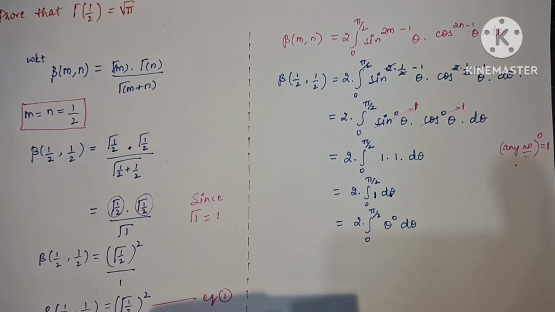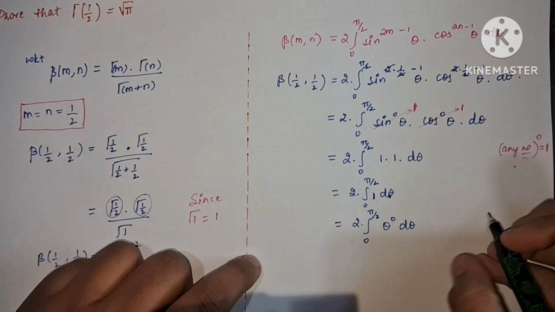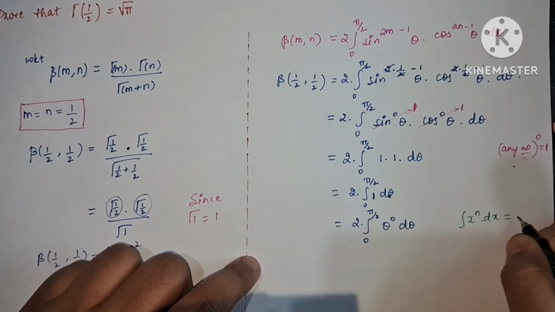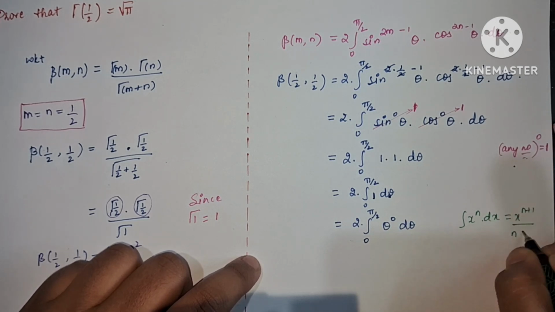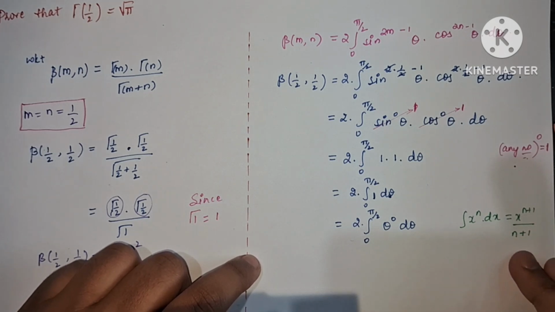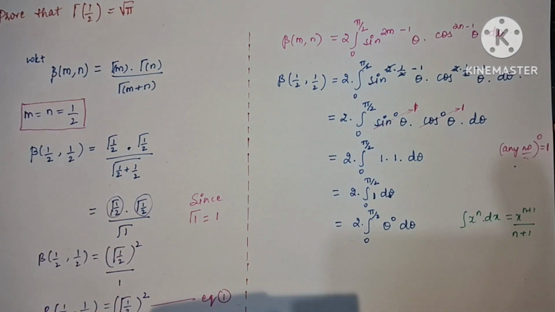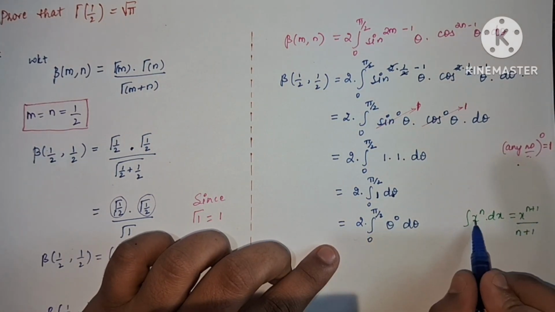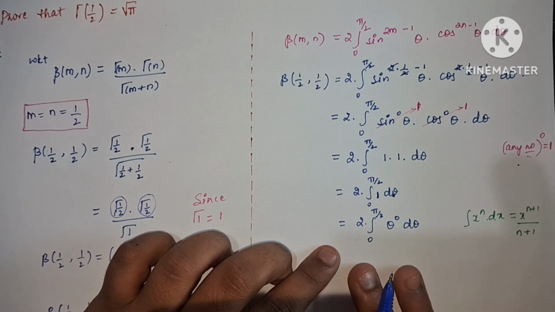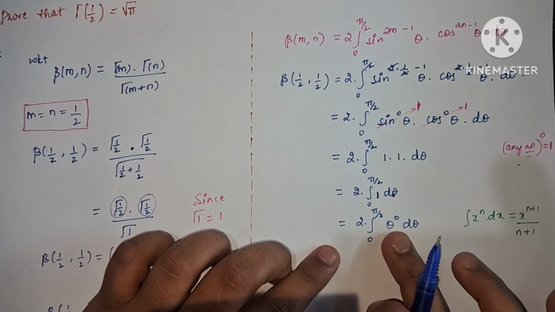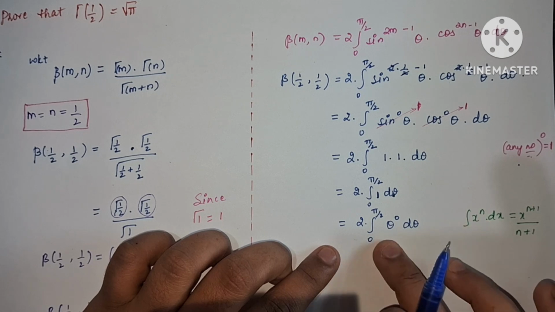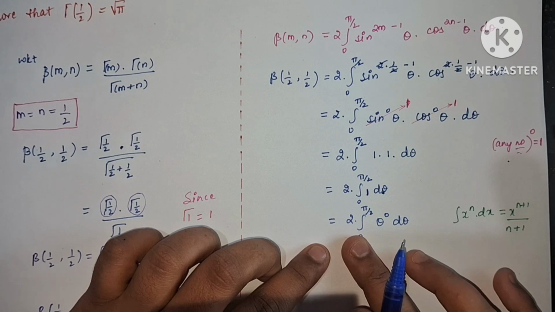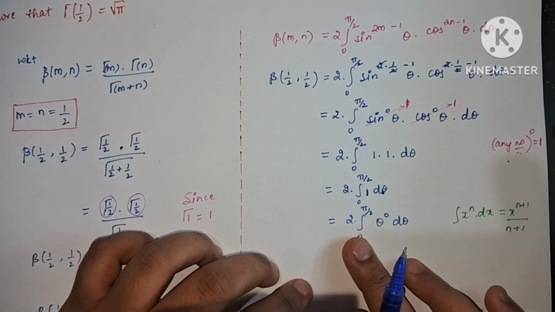So what happens if we consider this integral from 0 to pi by 2 of theta to the power 0 d theta? This reminds me of one integration formula. What is that formula? The integral of x to the power n dx is x to the power n plus 1 divided by n plus 1. This is the formula we are using here. Here n is 0, and instead of x I am having theta. The formula is the same, except here I have the limits for the integral, so that is how we will substitute.